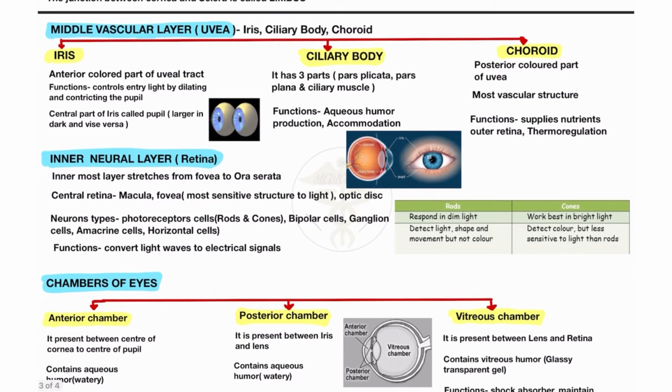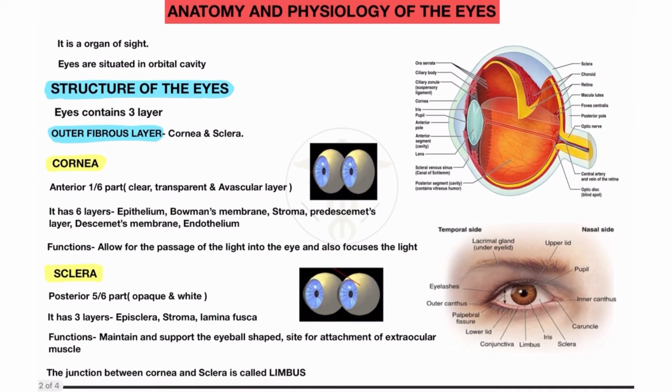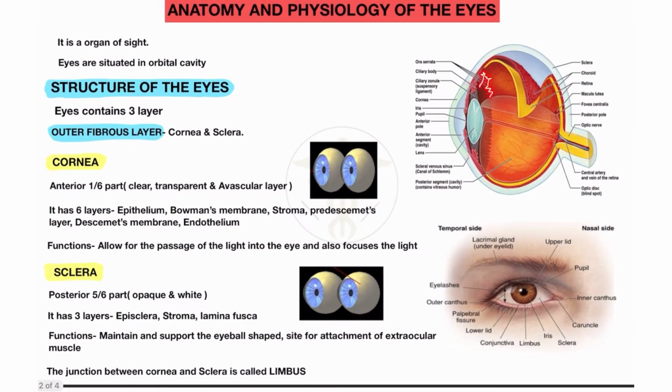The third layer is the innermost layer. It's called the neural layer. It contains the retina of the eye. So the third layer is the retinal layer, also called the inner neural layer, because the neural part is also present in this layer. It is the innermost layer, stretching from the fovea to the ora serrata. In this diagram you will see the ora serrata. This is called the ora serrata, and this is the fovea.